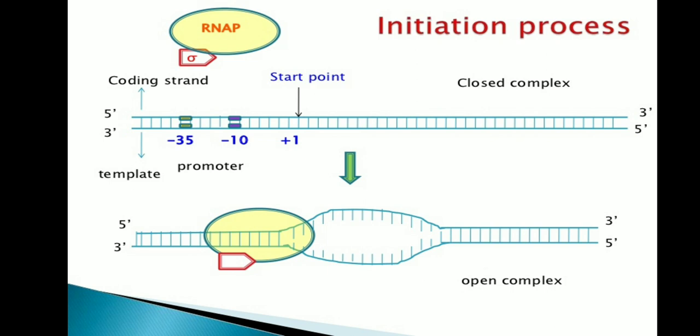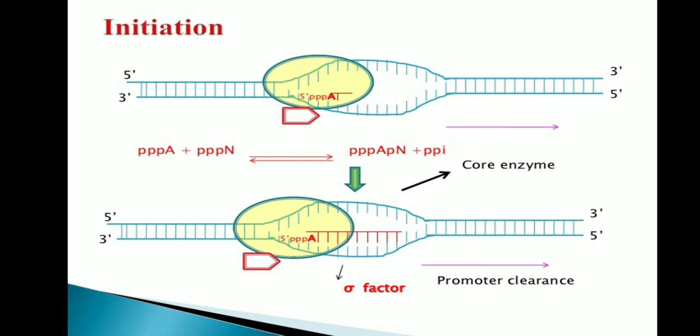And this enzyme, the RNA polymerase enzyme, has the beta dash subunit. Because of that beta dash subunit, it will break the hydrogen bonds between the two different strands of DNA, and thus it forms the open complex. Here in this slide you can see the open complex. Here you can see the first nucleotide is going to be synthesized. The sigma factor will move towards the downstream region.